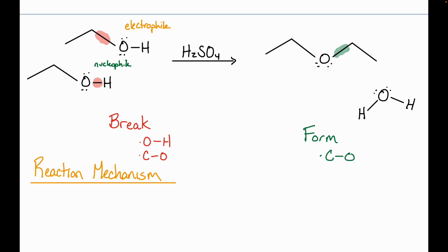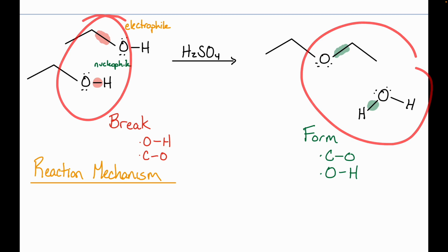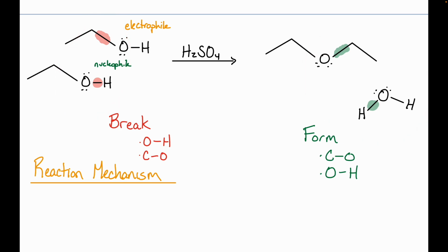And what else are we going to have to form here? Looking at my inorganic product. Oxygen-hydrogen bond. So this is what our mechanism should accomplish here. Breaking these bonds on our reactant side and forming these new bonds on our product side. Whenever you're going to sit down and try to do a mechanism, that's what you want to think of, what needs to be accomplished. What bonds do I have to break? What new bonds do I have to form?